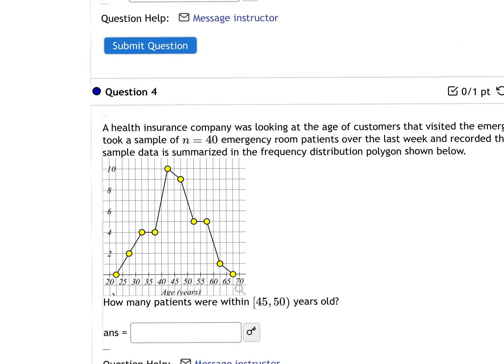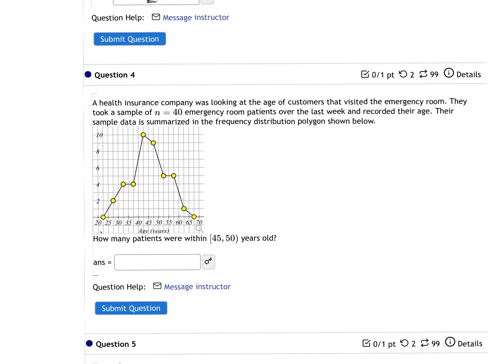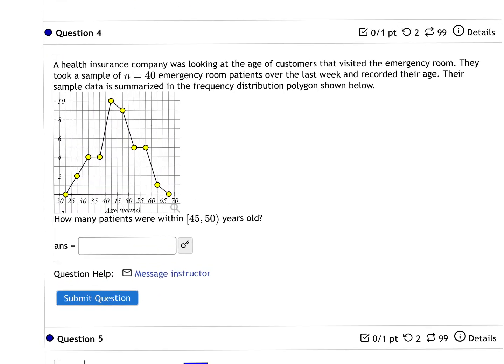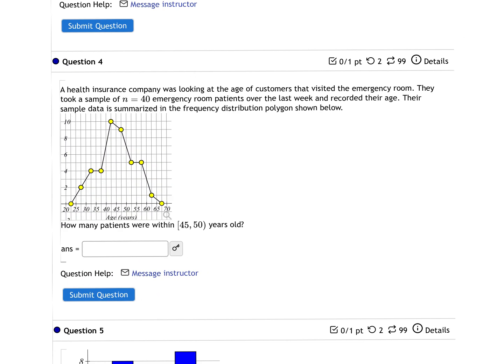And 4. A health insurance company was looking for the age of customers that they visited, sorry, I should do this on a different slide. Here we go. A health insurance company was looking for the age of customers that they visited in the emergency room. They took a sample of 40 emergency payments over the last week and recorded their age. Their data is summarized in the frequency distribution polygon shown below. Very similar to a histogram, this shows the distribution in a connected line graph. How many patients were within 45 to 50 year olds?